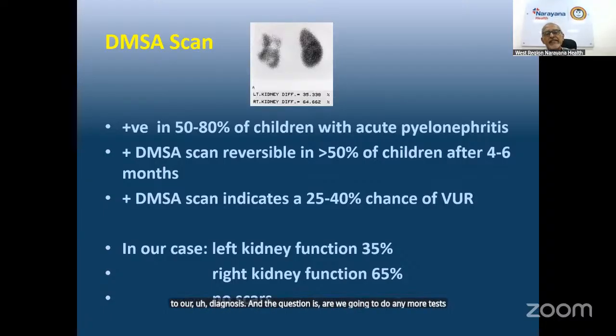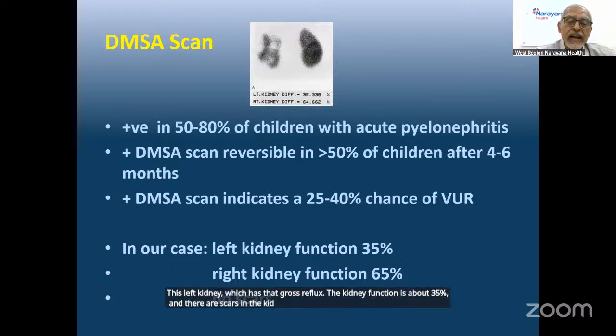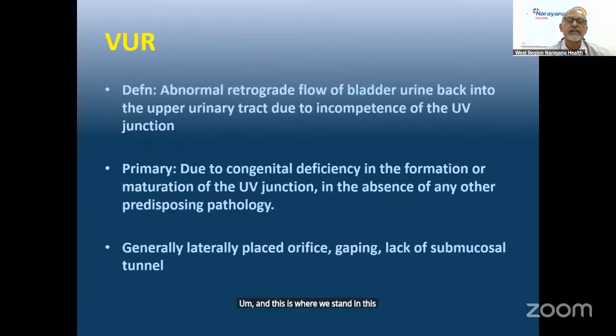Yes, we want to do a DMSA scan. A DMSA scan tells us what the functioning parenchyma of the kidney is like. And it is something where we pick up not only the function, but the health of the renal parenchyma. And in our case, this left kidney, which has a gross reflux, the kidney function is about 35%, and there are scars in the kidneys. The right kidney function is 65%, and there are no scars. So the right kidney is fine. The left kidney is a kidney which was abnormal to start with. And this is where we stand in this case with reflux.